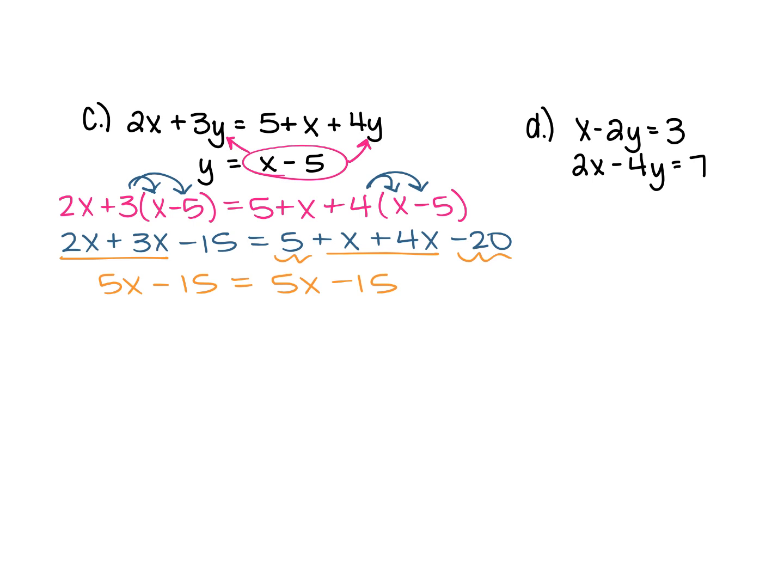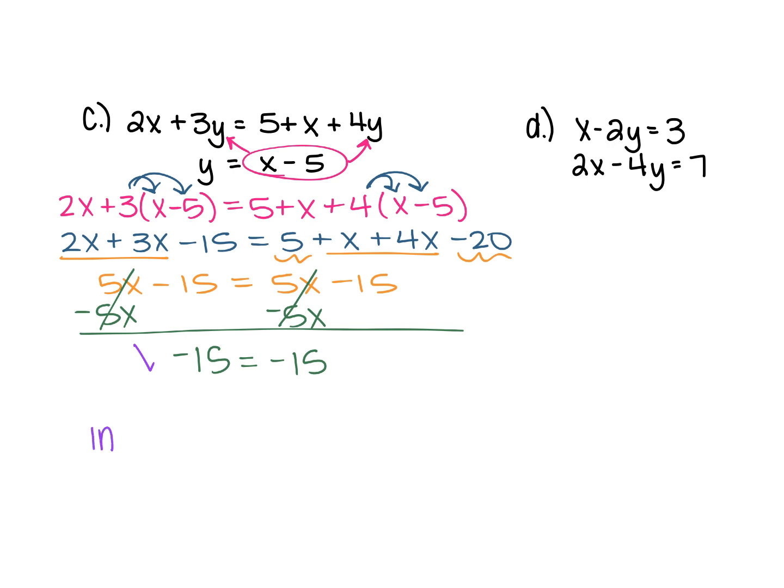From here, if we move the 5x over by subtracting it from both sides, it cancels out on each side. So we have negative 15 is equal to negative 15. When we have the same number on both sides of that equal sign after our variable term cancels out, we have infinitely many solutions. This is a true statement, so our answer is automatically infinitely many solutions.